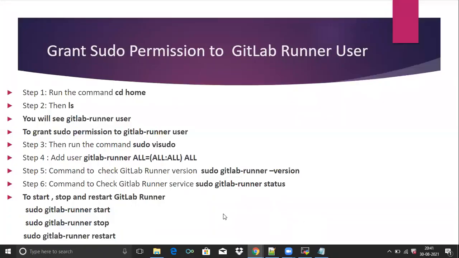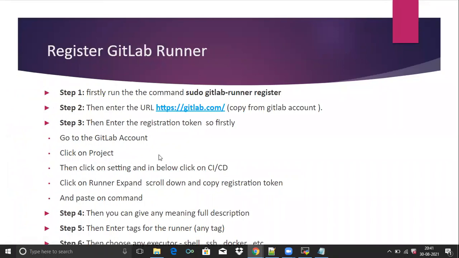Before going to the next point, you can see here, to start, stop and restart GitLab Runner, you can use these commands. For start, sudo gitlab-runner start. For stop, sudo gitlab-runner stop. For restart, sudo gitlab-runner restart. Go to the next point, how to register GitLab Runner. You can see the steps.